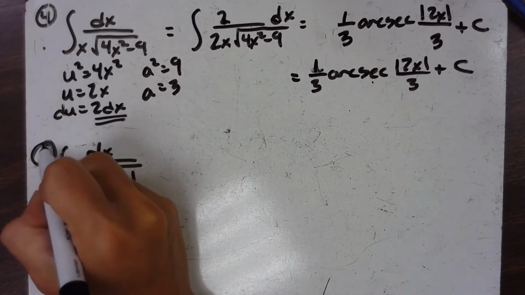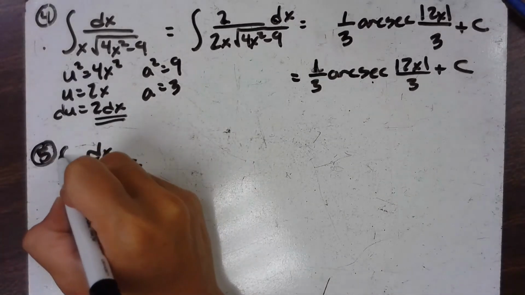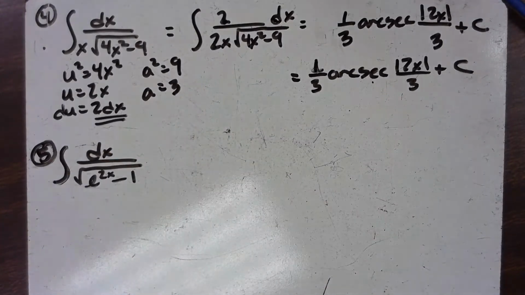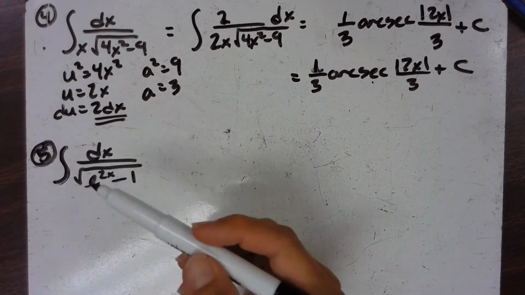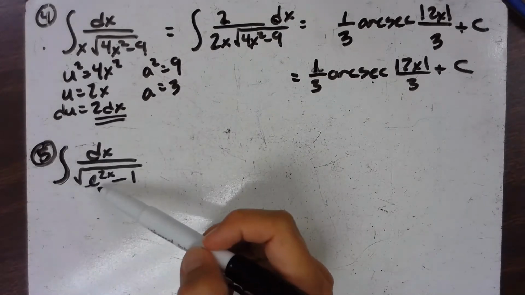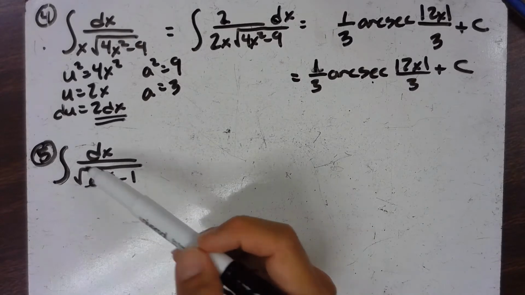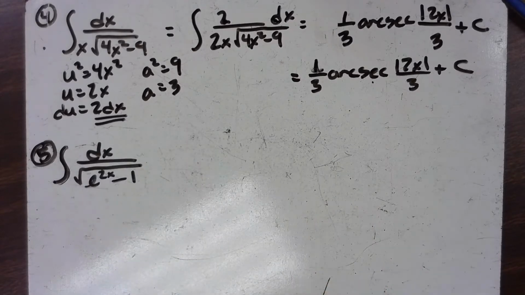All right, moving on to number 5. Sorry, I do make mistakes. All right, now on this one, when I start looking at this, it's like e to the 2x minus 1. It's got the square root. The problem is this right here.